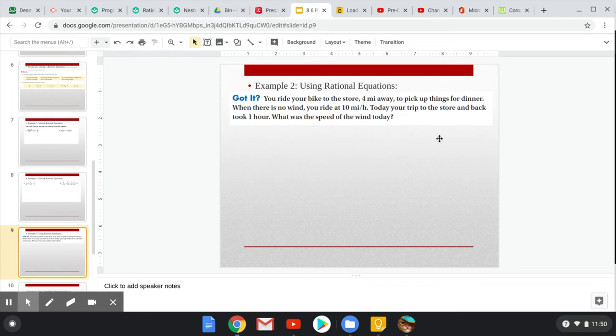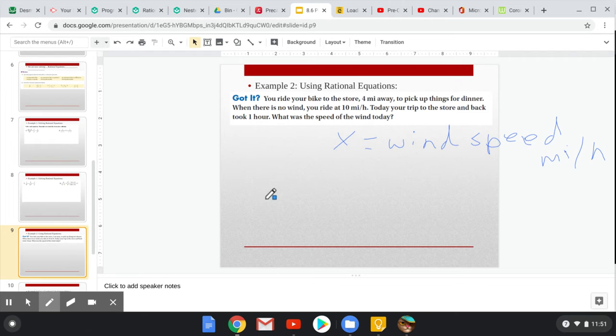So first of all, let's figure out what we want to call x. We're looking for the speed of the wind, so I'm going to say that x is wind speed, and that's going to be in miles per hour, because that's the units that we were given. So x is going to be wind speed in miles per hour.